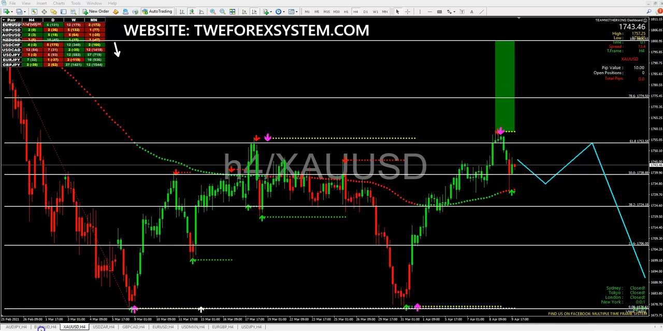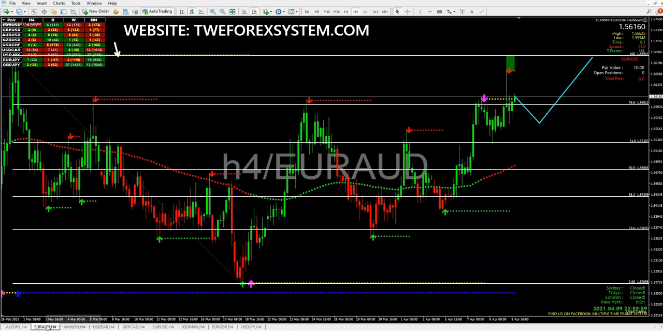All right, so the next pair that I have is Euro AUD. Let's go, guys, let's go. Look at what Euro AUD is showing us here, guys. Euro AUD is showing us a bearish position, right? Hopefully you guys see the bearish position here clearly.